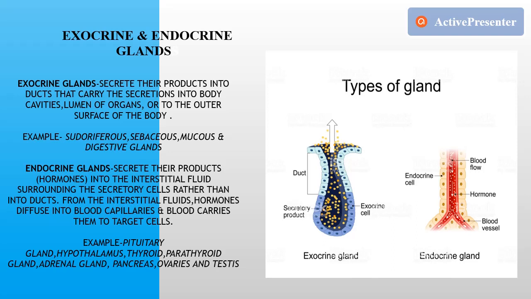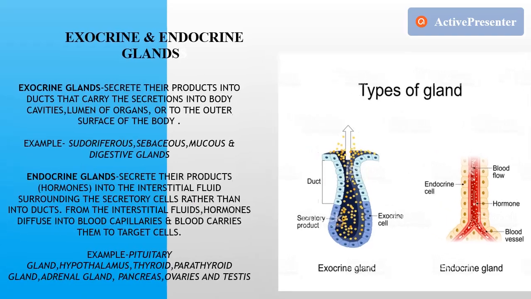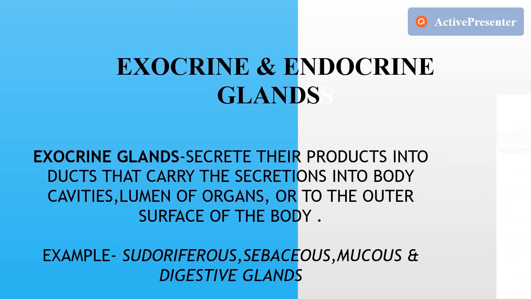Exocrine glands secrete their products into the ducts that carry the secretions into the body cavities, into the lumen of an organ, or to the outer surface of the body. Exocrine glands include sudoriferous glands, sebaceous glands, mucous glands, and digestive glands.